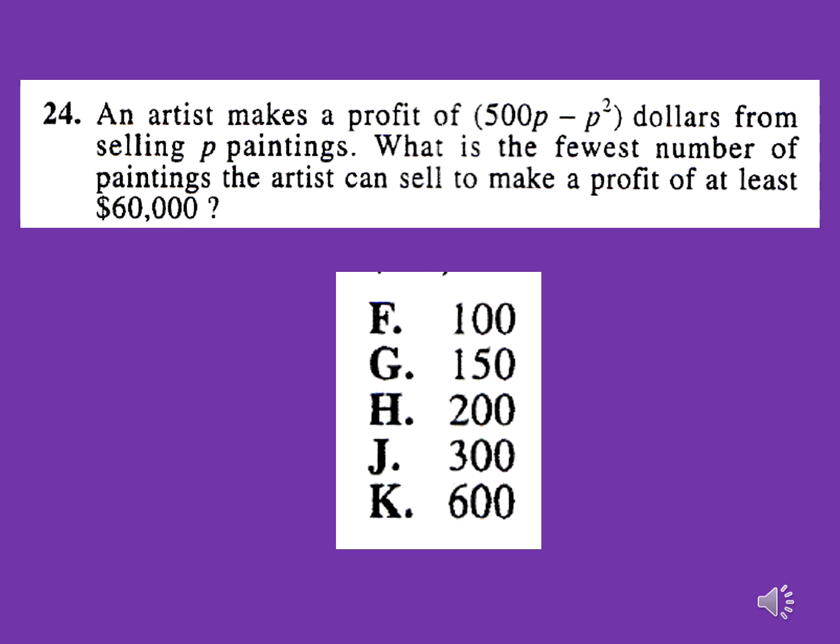So here we have an artist makes a profit of 500p minus p squared dollars from selling p paintings. What's the fewest number of paintings the artist can sell to make a profit of at least $60,000? And it might be 100, 150, 200, 300, or 600 possible paintings.